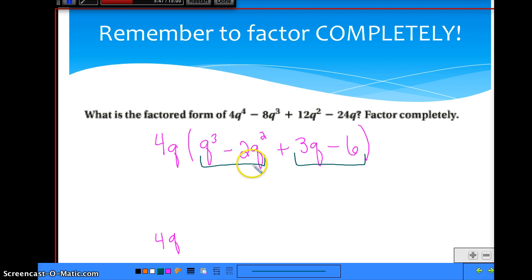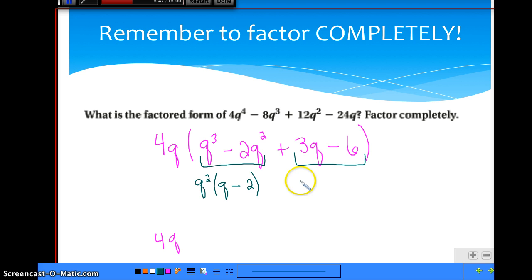So in my first group, I can take out a GCF, which is Q squared. Q squared times Q minus Q squared times 2 will get me to the second term. So quickly distribute it back and make sure that it comes back to this grouping of this binomial. Okay? Then look at the second group.